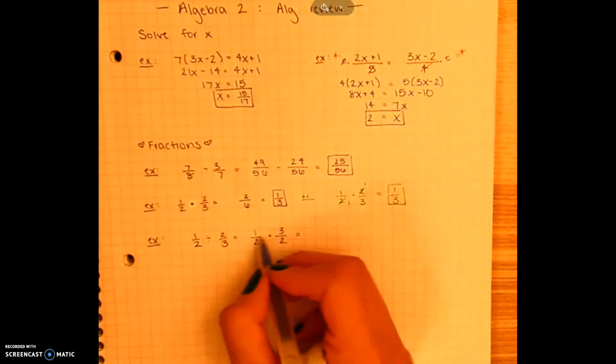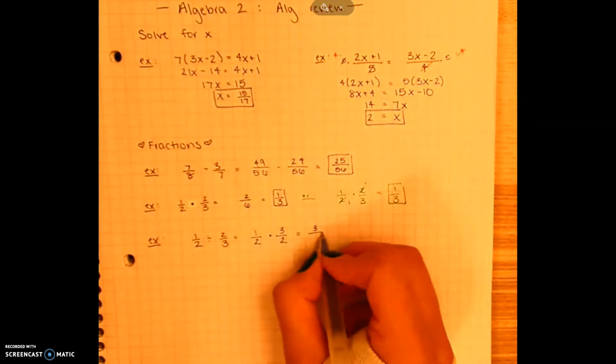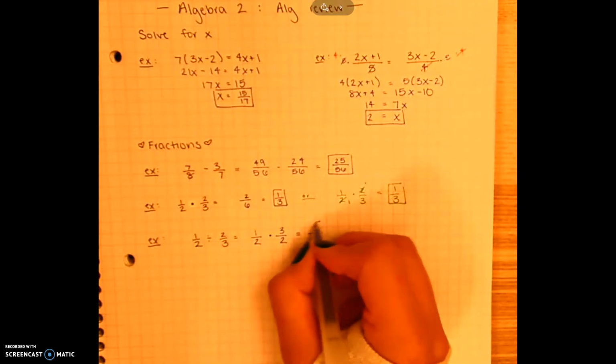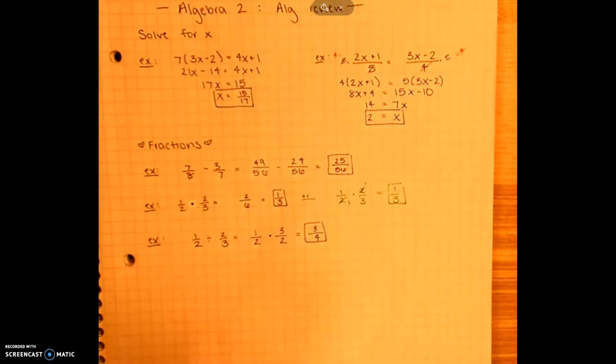And now we just multiply. So 1 times 3 is 3, and 2 times 2 is 4, and there ain't no more. We're done.